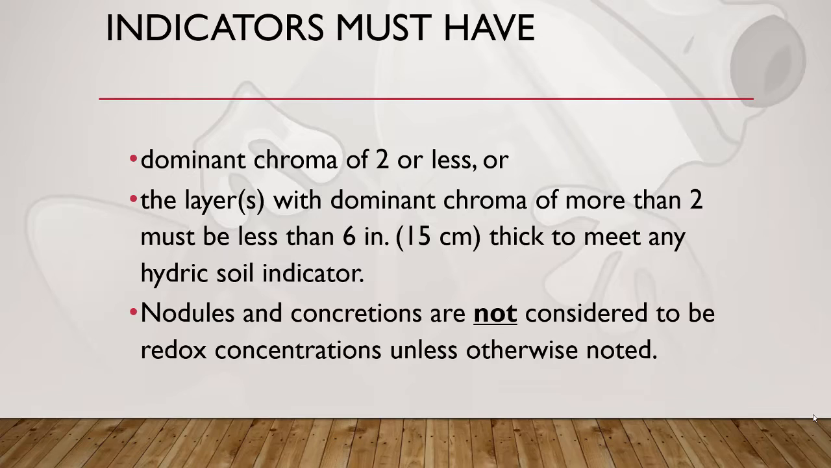And this is kind of new with the regional supplements, but the idea is that there's a thickness requirement, and that if you have a chroma within your upper part that's greater than 2, the color is brighter essentially, then that thickness must be less than 6 inches of that bright color, otherwise it kind of kills it as a hydric soil. And then finally, nodules and concretions are not to be considered redox concentrations unless otherwise noted. Nodules and concretions are indicative of some sort of redox feature, but they're not necessarily local to the place that you're taking a look at. So that's just a quick overview of what the indicators must have.